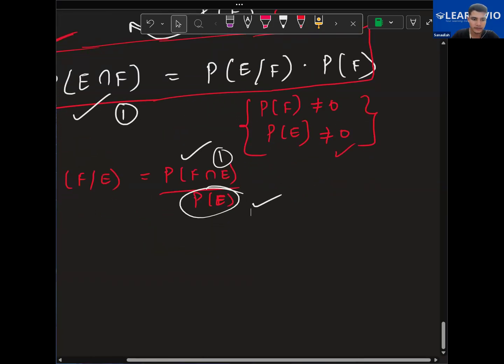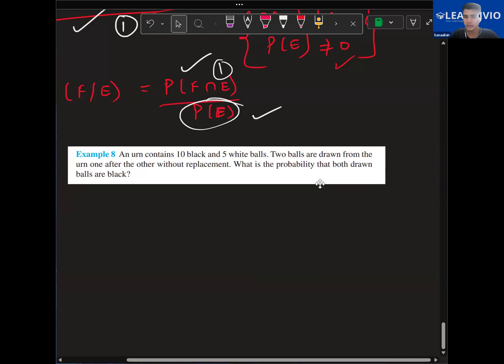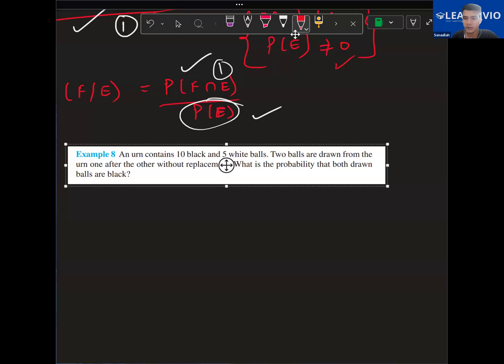Now we have a question based on this. Try this question. How will you come to know what you have been asked? See, there is a line: what is the probability that both drawn balls are black? Both drawn balls are black, right? So that means you have to find the intersection. What happens in an intersection? There is a 'both', right? You have to include both things.